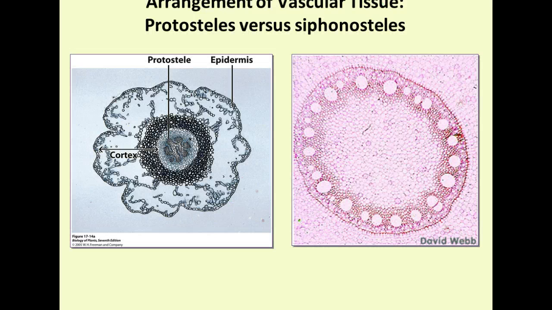They also have this really weird arrangement of vascular tissue. So there's this arrangement of protosteles versus siphonosteles. So remember, we looked at a plant that had siphonosteles before. Do you guys remember what major class of plant that was that had siphonosteles? I'll give you a hint. It has to do with the number of cotyledons.